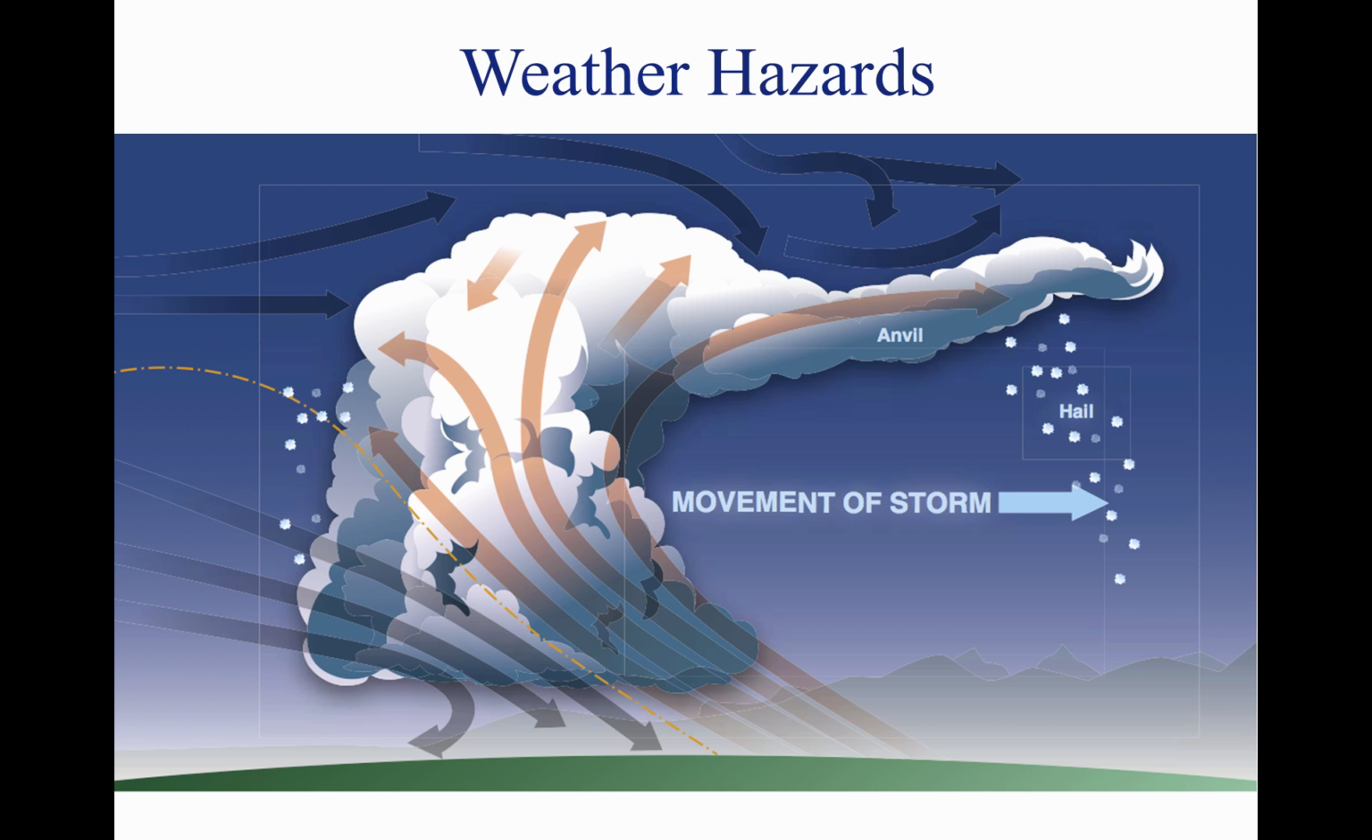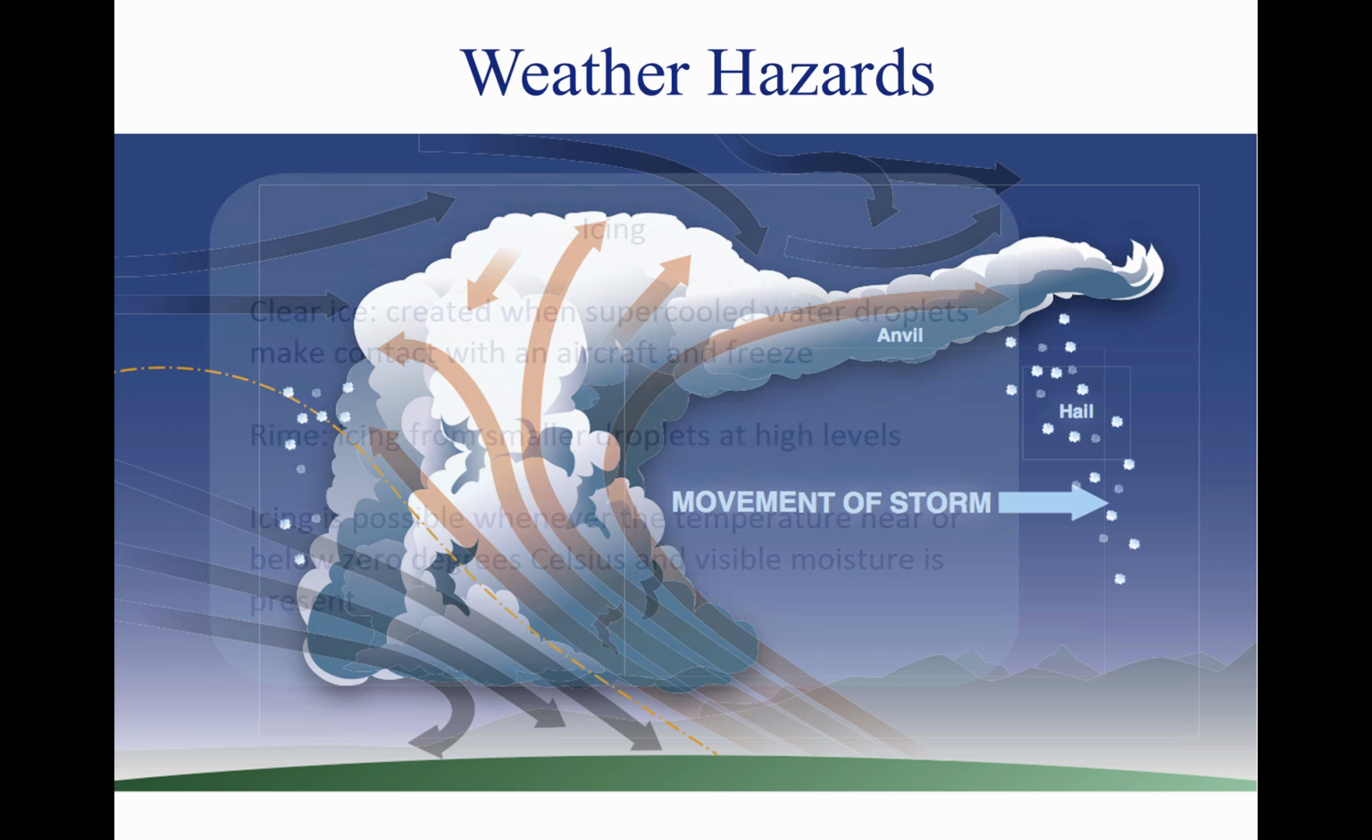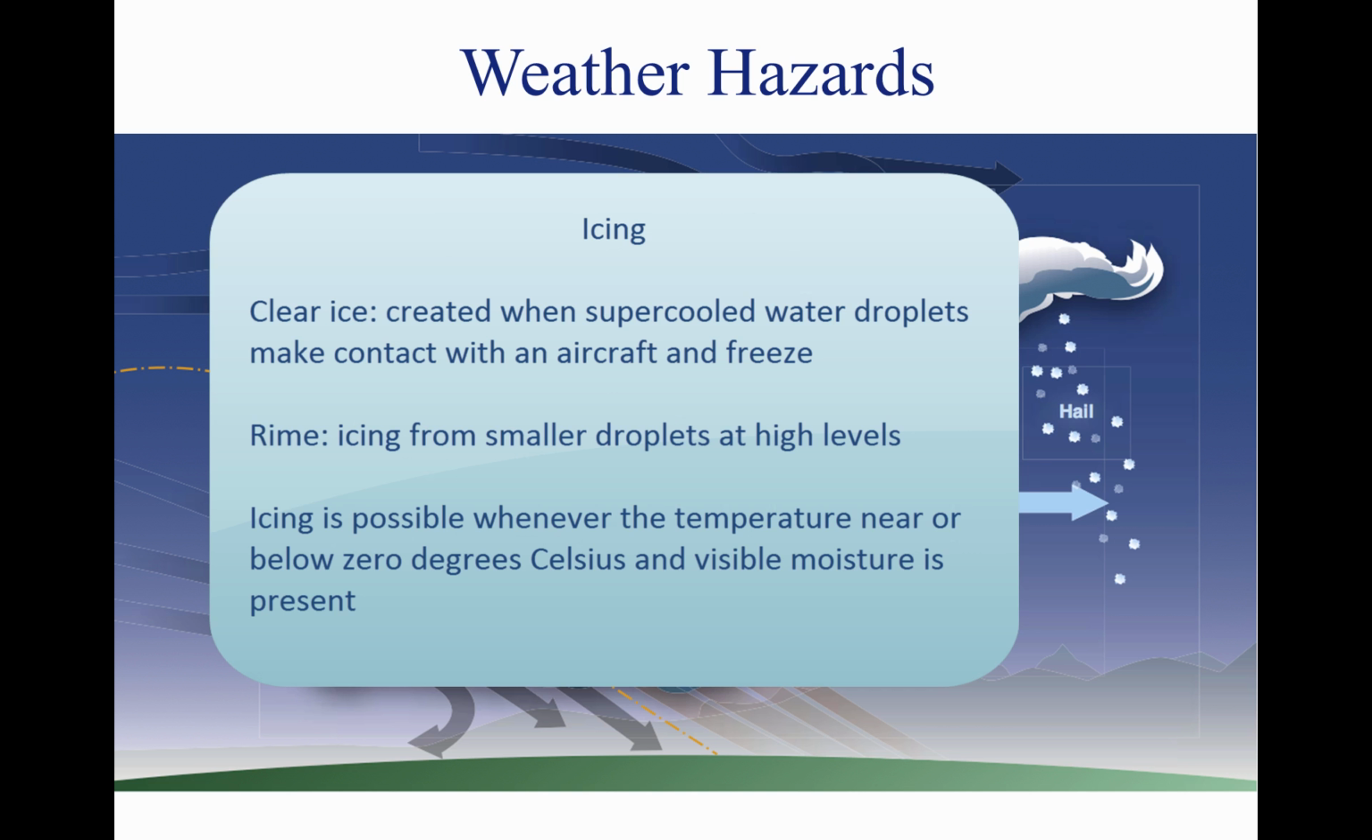Updrafts in a thunderstorm support abundant liquid water with relatively large droplet sizes. When carried above the freezing level, the water becomes supercooled. Supercooled water freezes on impact with an aircraft. Clear icing can occur at any altitude above the freezing level, but at high levels, icing from smaller droplets may be rime, or mixed rime and clear ice.